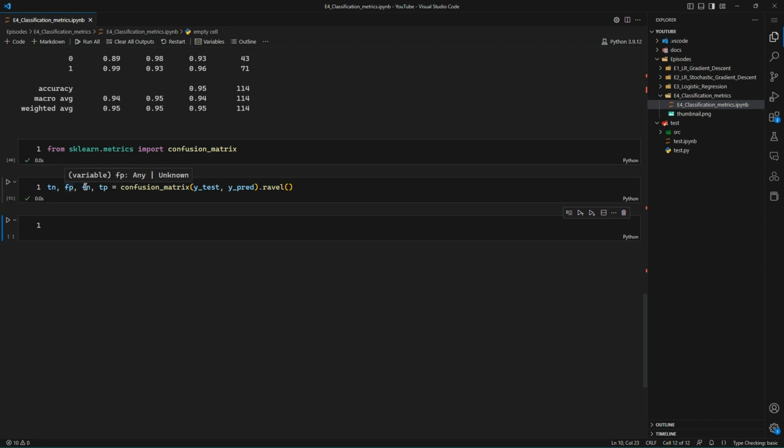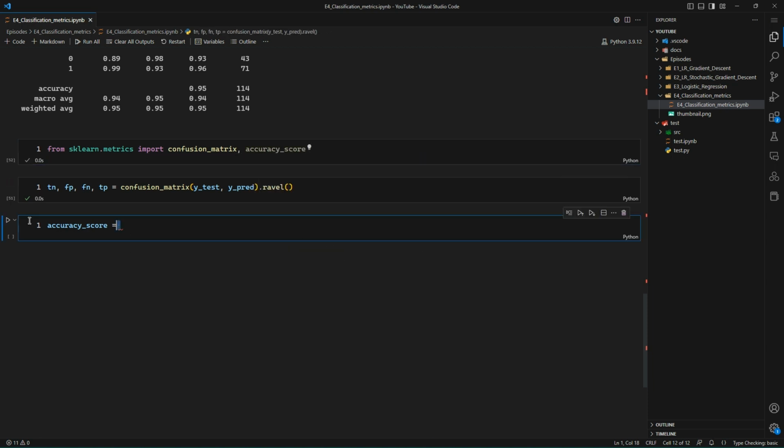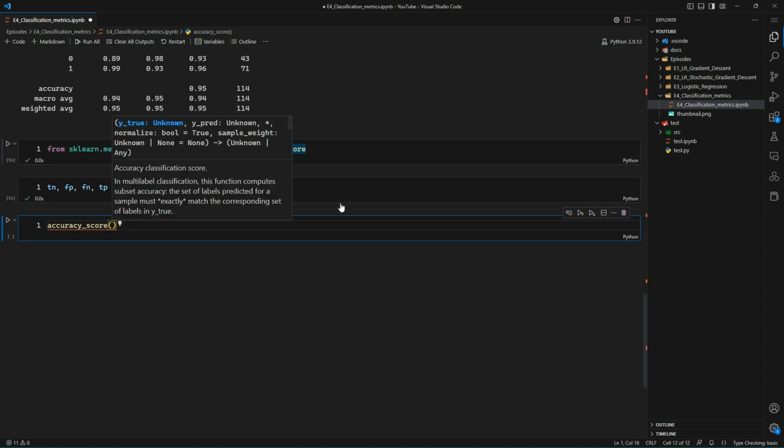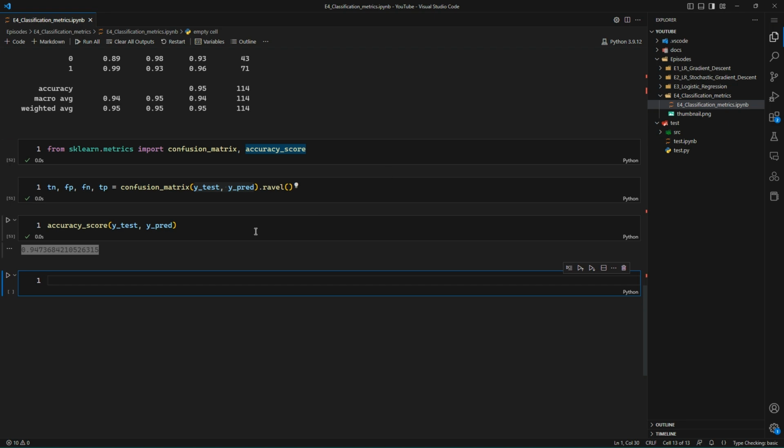So now we have true negative, false positive, false negative and true positive values. The first thing we will be doing is the accuracy score. We also have this accuracy score implemented here, so we can directly use that. We have y_test and y_pred. So our model is around 94% accurate, right?